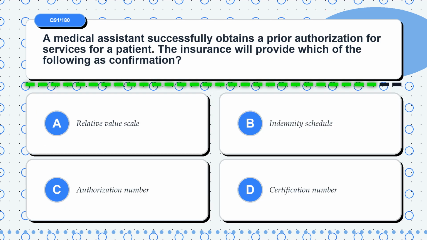Question 91. A medical assistant successfully obtains a prior authorization for services for a patient. The insurance will provide which of the following as confirmation. Here are the options. Option A, Relative value scale. Option B, indemnity schedule. Option C, Authorization number. Option D, certification number.